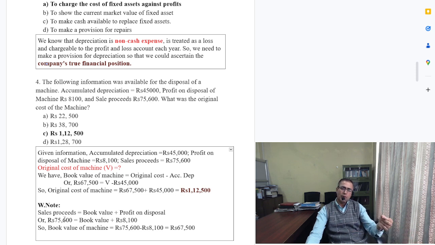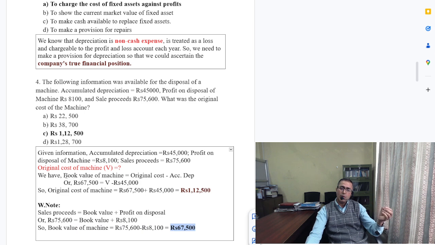So the sale proceeds, that's the selling value, is 75,600, friends. The book value we don't know, so you can assume that X is the book value. Profit on disposal is there. So the book value of the machine is now 67,500. But actually that is not what the question demands here.